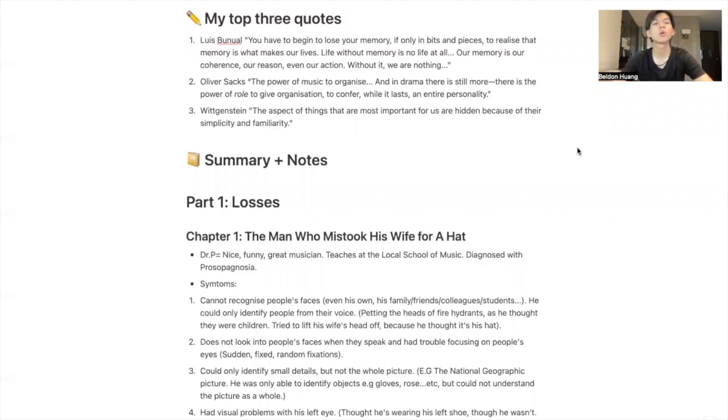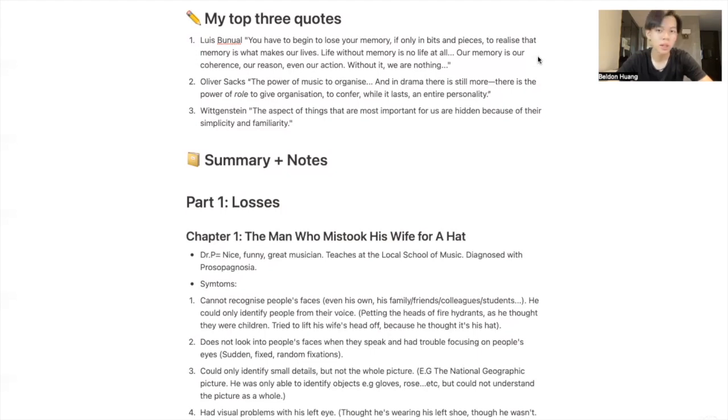As for my top 3 quotes of the book, first one by Luis Buñuel: You have to begin to lose your memory, if only in bits and pieces, to realize that memory is what makes our lives. Life without memory is no life at all. Our memory is our coherence, our reason, even our action.